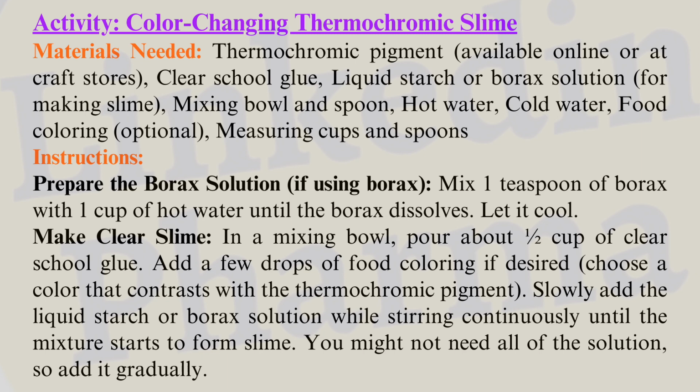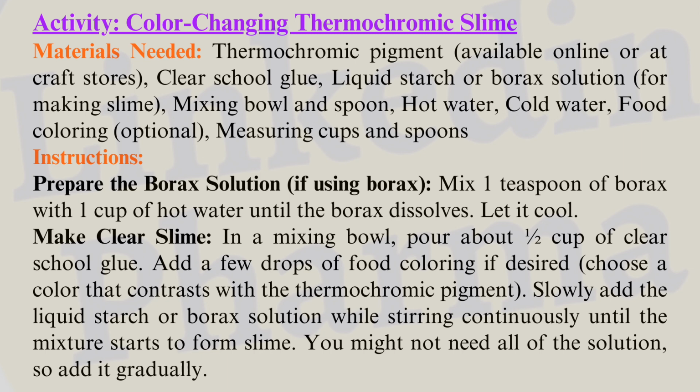1. Prepare the borax solution, if using borax. Mix 1 teaspoon of borax with 1 cup of hot water until the borax dissolves. Let it cool. 2. Make clear slime. In a mixing bowl, pour about 1/2 cup of clear school glue. Add a few drops of food coloring if desired. Choose a color that contrasts with the thermochromic pigment. Slowly add the liquid starch or borax solution while stirring continuously until the mixture starts to form slime.